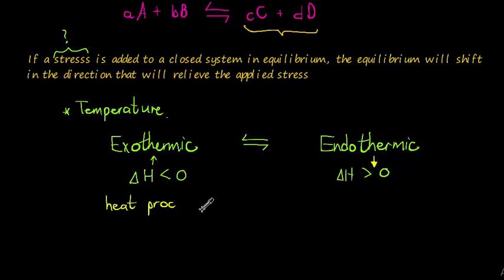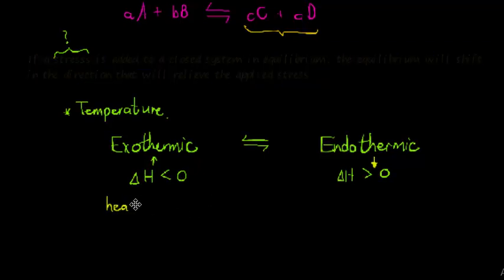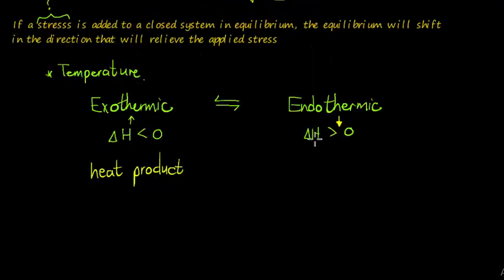Okay, so let's write it like this. In an exothermic reaction, heat is a product, while in an endothermic reaction, heat is a reactant. Okay, so I hope you understand what I mean by this. If I'm saying heat is a product, I mean among the products being produced, heat is also being produced. And if it's a reactant, among the things that I need for the reaction to occur, I need heat for the reaction to occur.